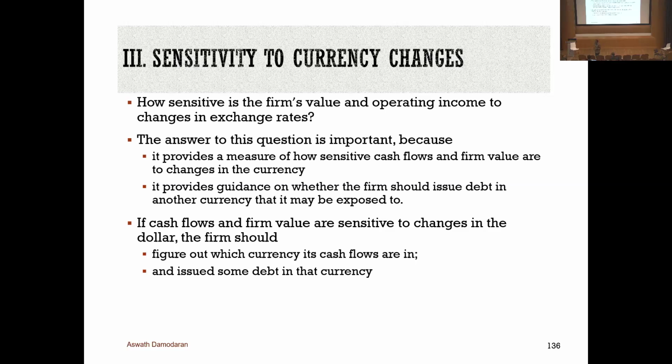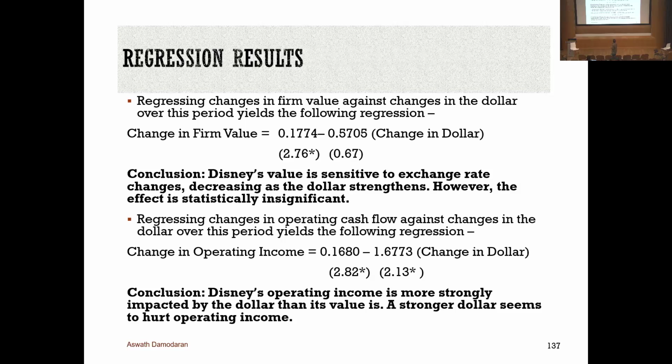But we have the data. Let's see what the data shows us. It actually turns out that the firm value is almost unaffected. Look at the t statistic, 0.67. Remember the cutoff for that is 2. So basically, collectively, as a company, it looks like Disney is unaffected by whether the dollar gets stronger or weaker. And if you look at operating income, a stronger dollar does push down their operating income.